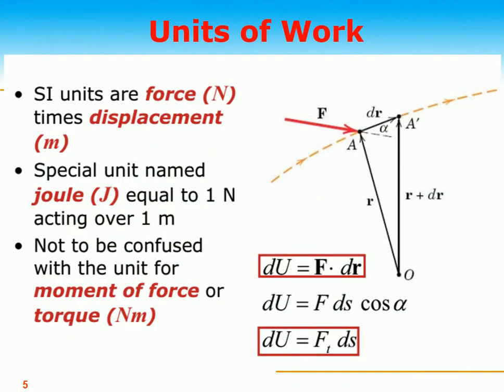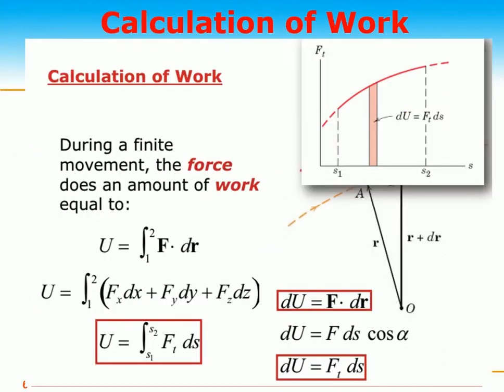So let's talk about the units of work. dU is equal to F dot dr. The unit of force in the SI system is the Newton, and displacement is in meters, so it becomes Newton meter, which is also called the joule, after the scientist Joule. In the American or British system, force is in pounds and displacement is in feet, so it is called foot-pound. So this is the unit system.